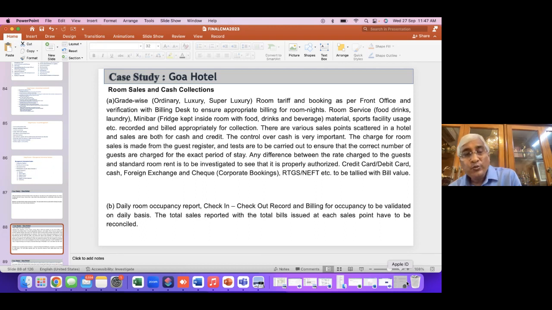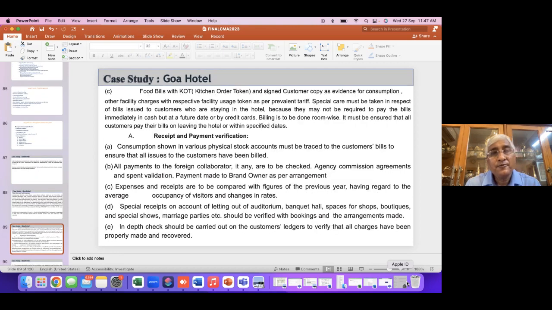Next is the daily room occupancy report. As a part of MIS, this can also go. So check-in, check-out time and billing for the occupancy are to be validated on a daily basis. The total sales reported and the total bills issued at each sales point have to be reconciled.